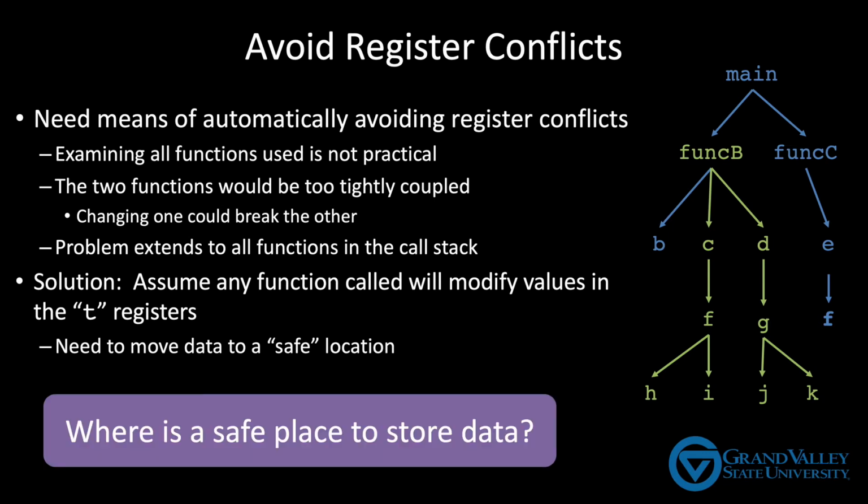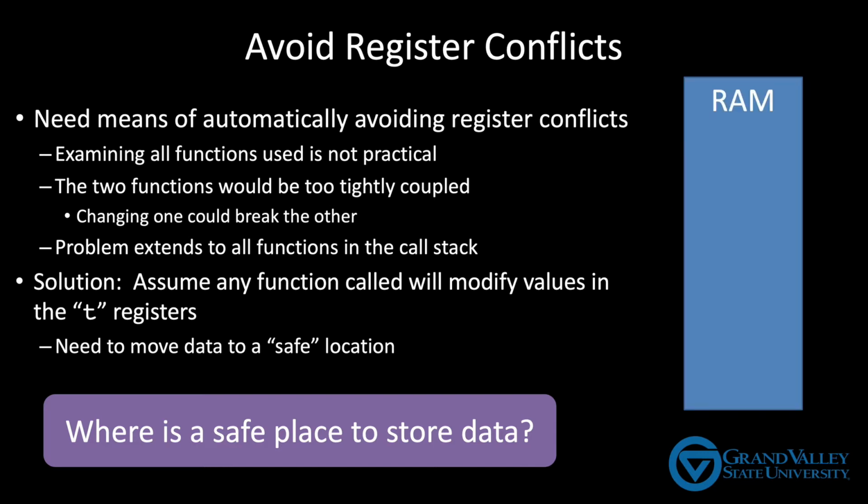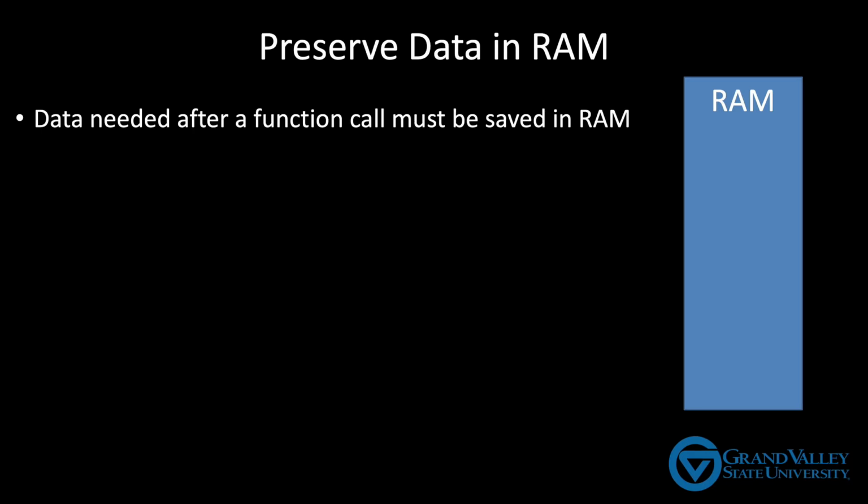So where is a safe space that you can put data so that other functions won't mess with it? Well, for reasons we've just seen, that safe space isn't going to be any of the registers. First, trying to coordinate registers will just get complicated in a hurry. Plus, most programs have a deep enough call stack that 32 registers simply won't be enough space. So if the registers won't work, the only other place we've discussed that can store the data is RAM. So in principle, when you call a function, any data that needs to be preserved, that is, any data you'll still need after the function returns, must be saved in RAM.